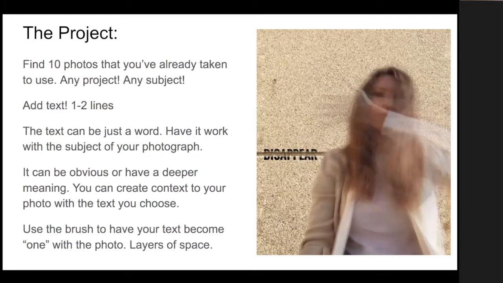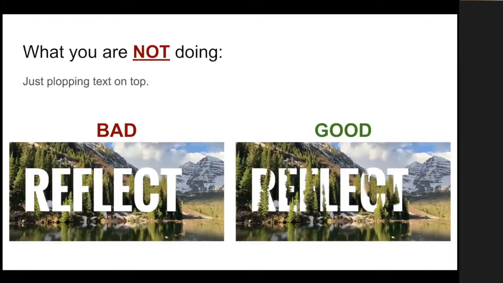So you're going to be using a brush tool in Snapseed to have your text become one with the photo. Okay, so the goal is to have that blending in and out so it becomes one. Okay, so this is not what you're doing. You're not just plopping text on top.